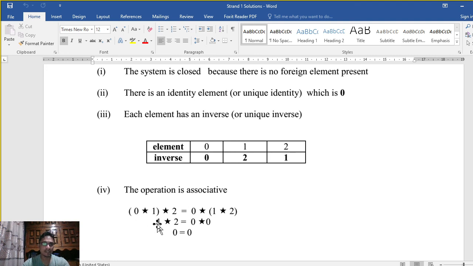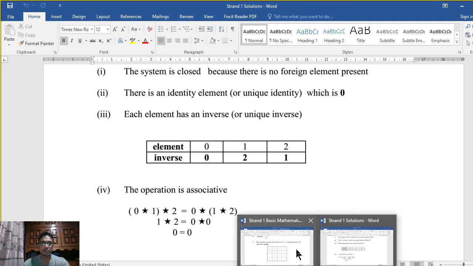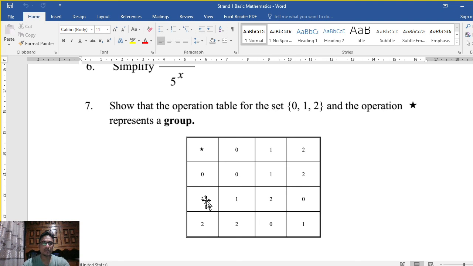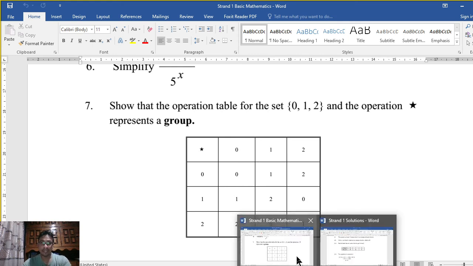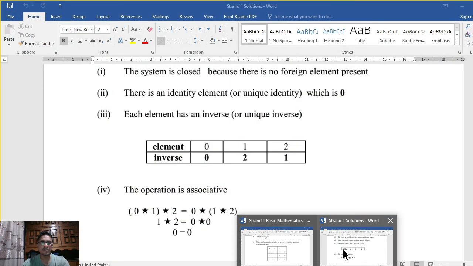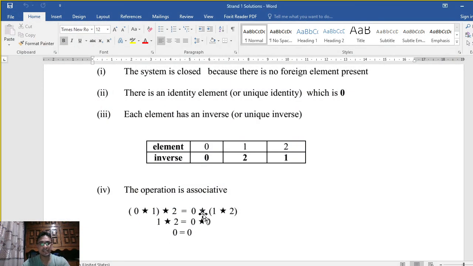Now this answer 1 operated with 2. It will be 0. So 0 is the answer on the left side. Let's check the right side. 0 operated with, now what is 1 operated with 2? We have done it already: 1 operated with 2 is 0.